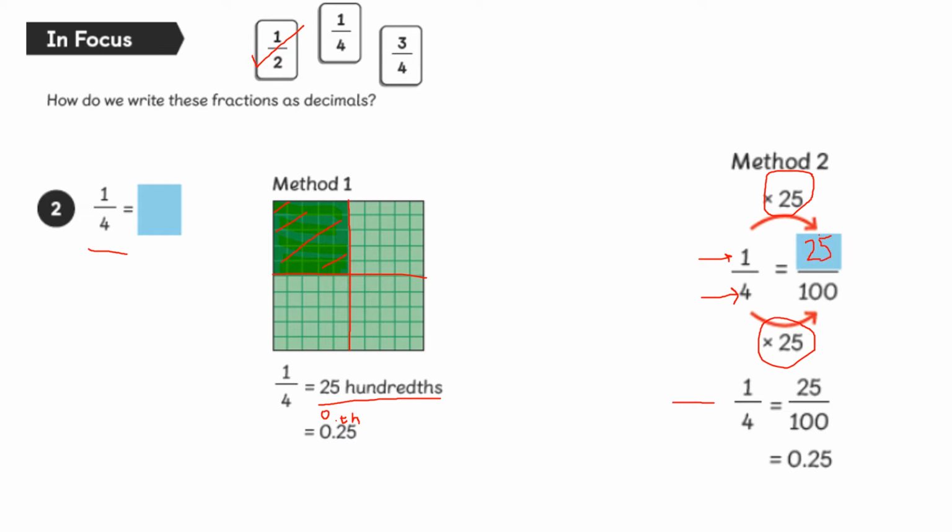1 times 25 is going to give us 25, and then 4 times 25 is going to give us 100. So we have now worked out down here that 1/4 is equivalent to 25 hundredths. And we've also been working super hard, and we know that we write 25 hundredths as 0.25 as a decimal. So I can now tick this one off too. We have worked out 1/4 fraction as written as a decimal. Let's click along to do the third in focus card together.